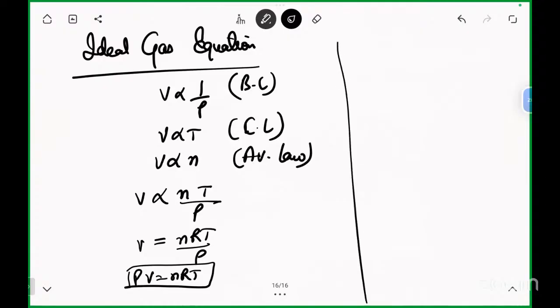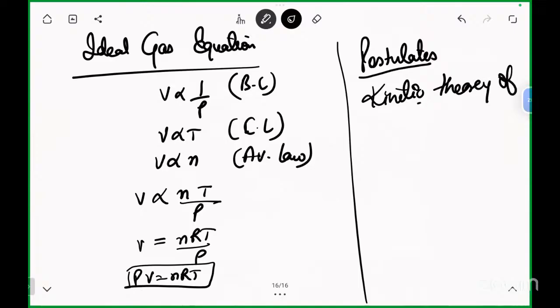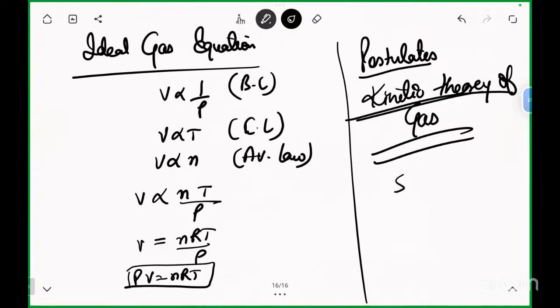The next topic we have to do is the kinetic theory of gases. We have to know five principles.